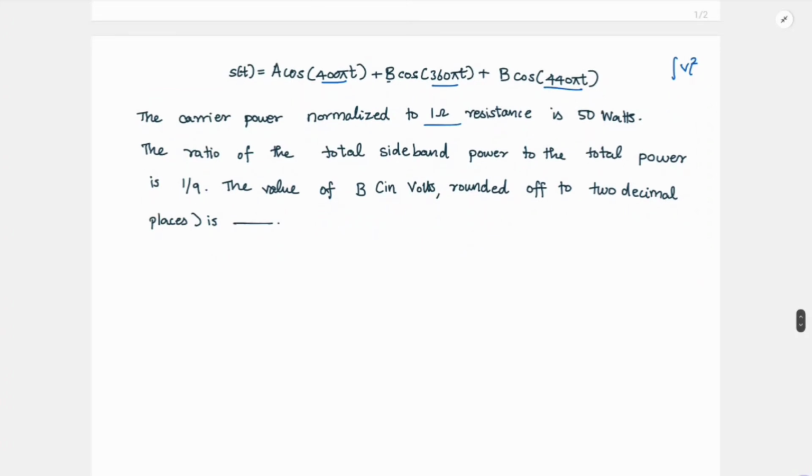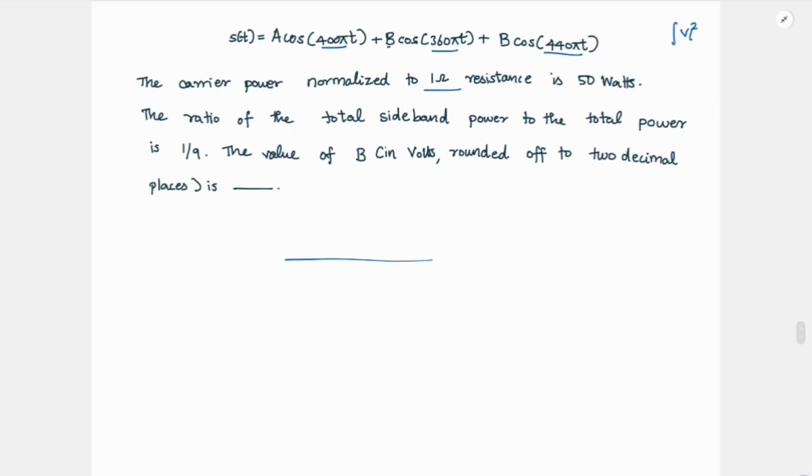So we have our S of t. If we draw it in the frequency domain, what will be the power numbers at omega c? Omega c here is 400 pi, and omega m is 40 pi. At omega c, the amplitude is A and it is cos 400 pi t. If there is a cos term, your power will be A square by 2. Similarly for 360 pi and 440 pi, it is a single cos term. So at omega c plus omega m and omega c minus omega m, the amplitude is B, so the power is B square by 2 each.